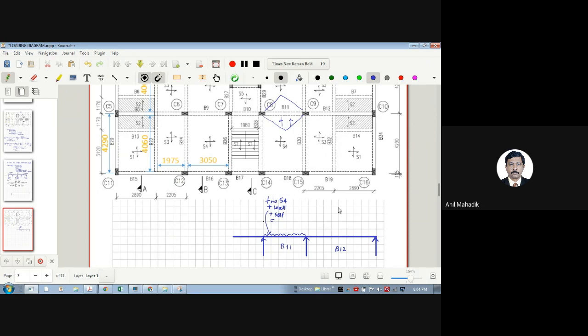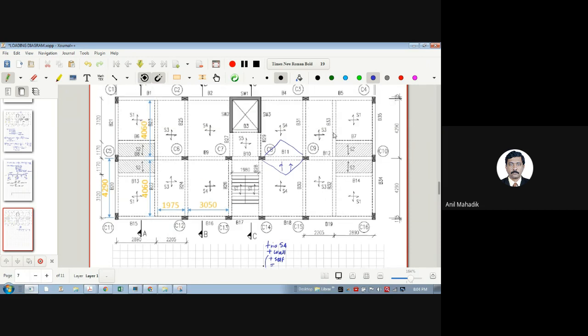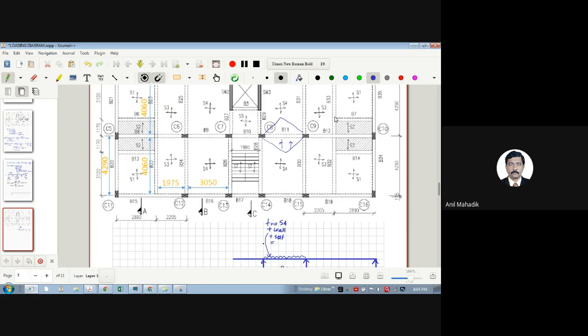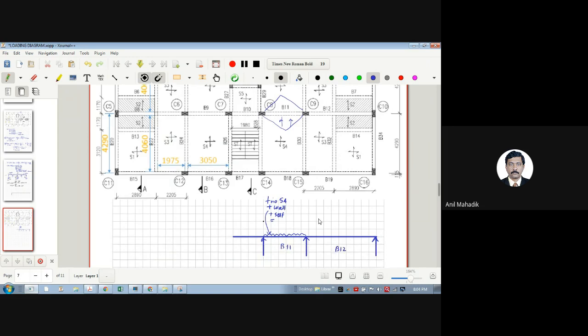Now here within this zone you can understand that there is a point load from B32 and B33. So I will just write down the downward load like this. This load is nothing but the summation of B32 shear and B33 shear, correct? Half from here and half from there. And what load will be in this zone?